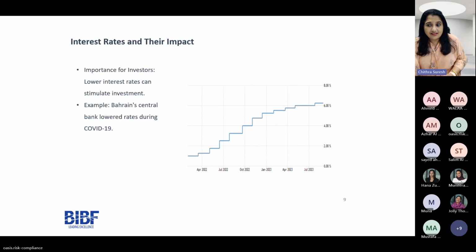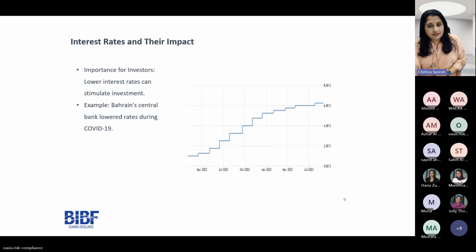So if a central bank is lowering interest rates to stimulate economic growth, many investors will view this as a positive sign, which can lead to increased stock market activity and valuations.